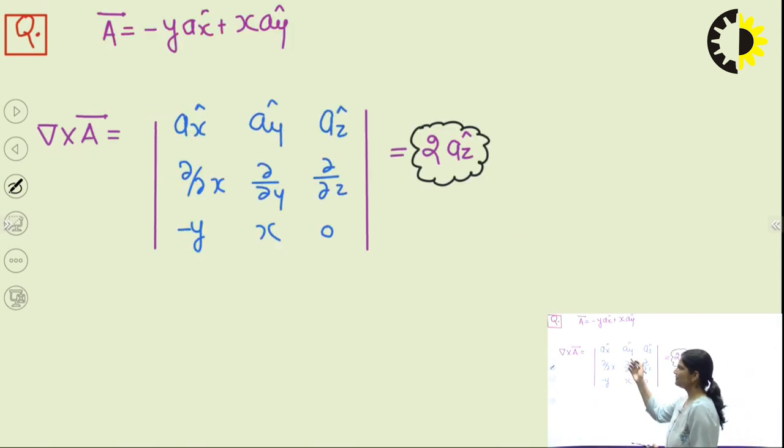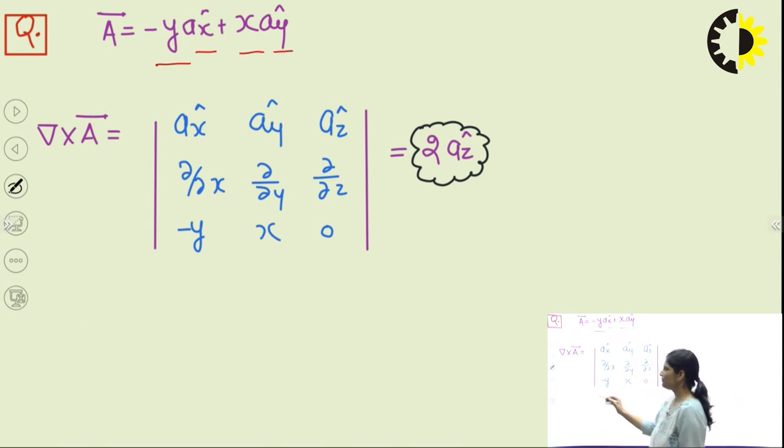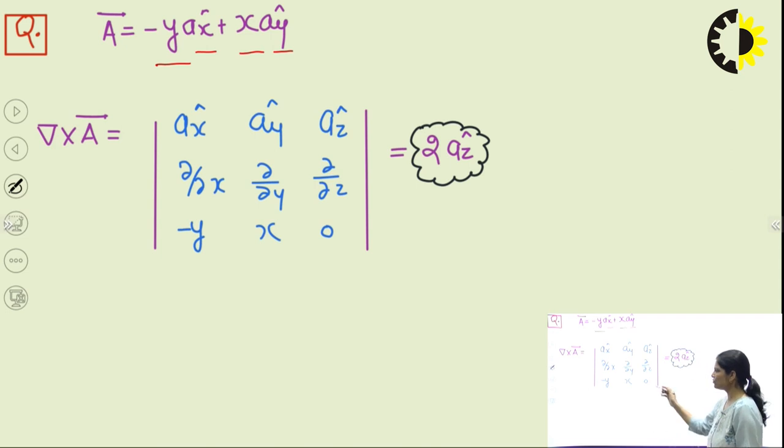Now let us consider another question: A vector is equal to minus y unit vector of x, x unit vector of y. Now find out curl of A, that is equal to the matrix of unit vector of x, y, z, del upon del x, del upon del y, del upon del z, minus y, x and 0. Here you can write down unit vector of x, here its value is minus y, here x, and here unit vector of z is absent, so write down 0 here. So you can find it like this.